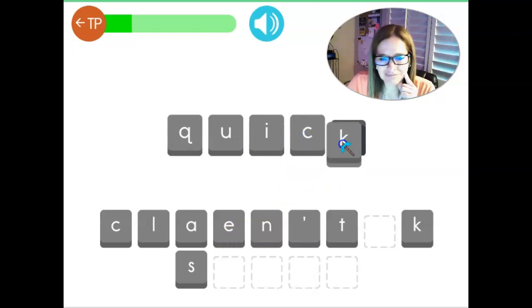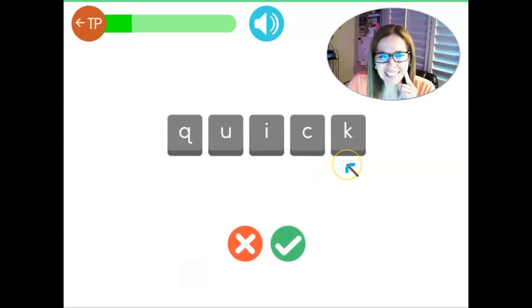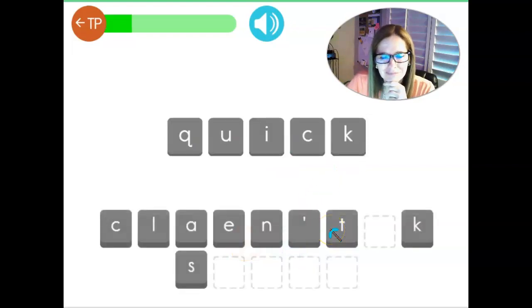I remember how to spell the k sound when I say k after a short vowel. Quick.